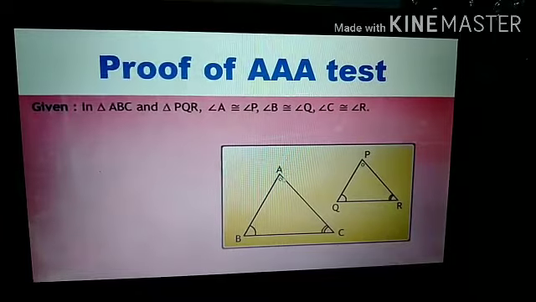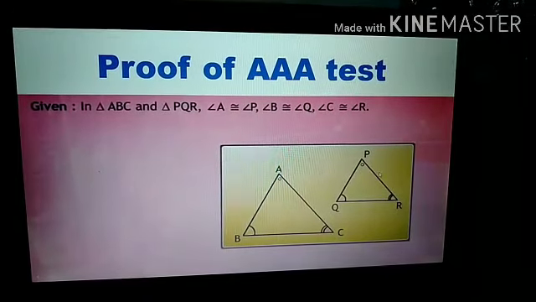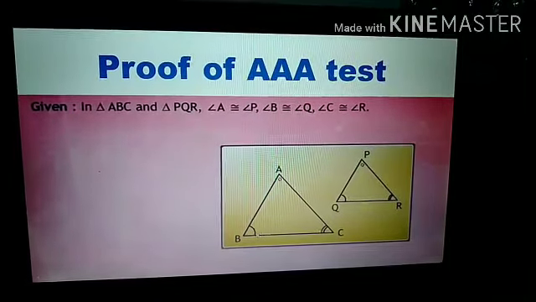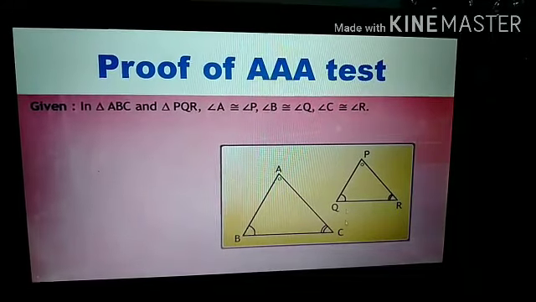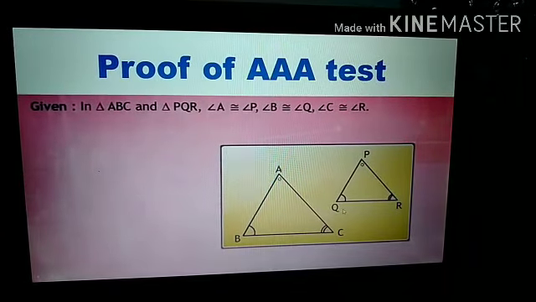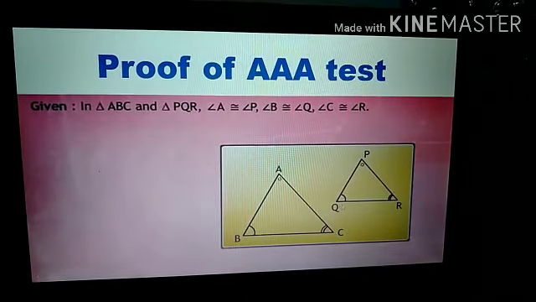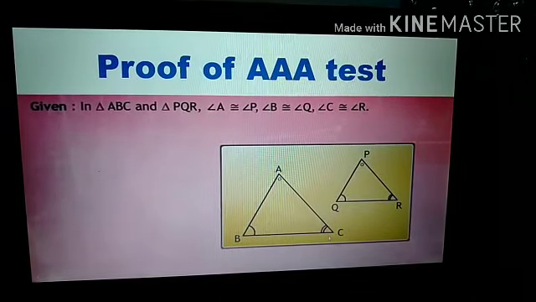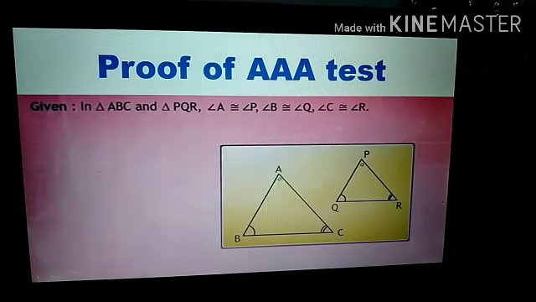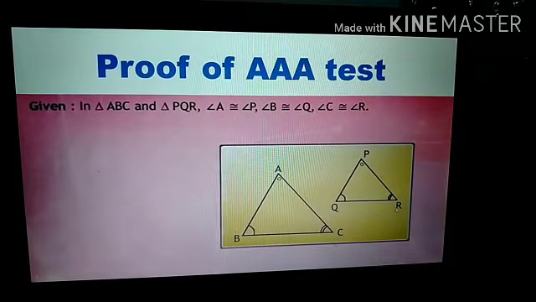So we can say angle A is congruent to angle P. Angle B has a single curved line. Same way we can see angle Q also has a single curved line. So angle B is congruent to angle Q. Angle C has a double curved line and angle R also has a double curved line. So we can say angle C is congruent to angle R.